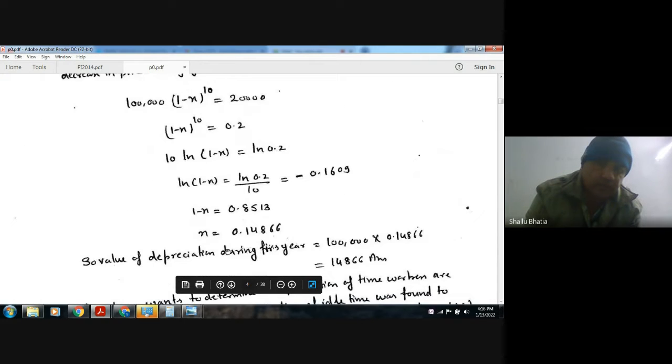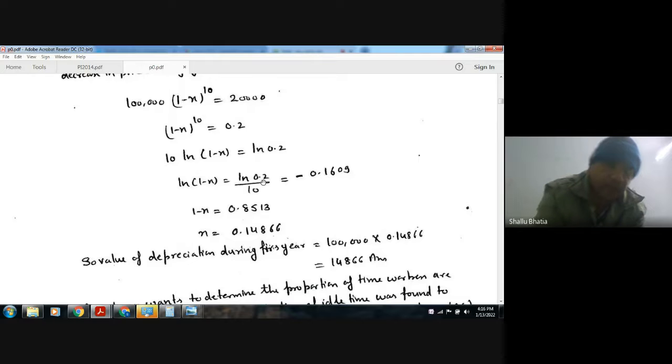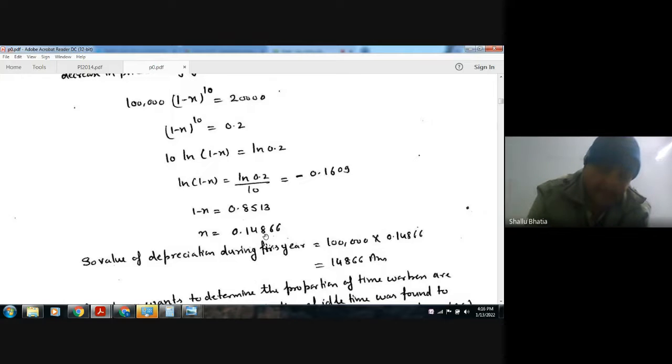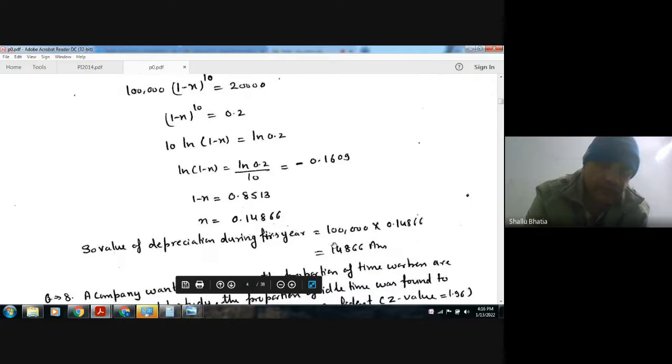Okay, so by taking log, ln of (1 minus X)^10 equals ln 0.2, so ln(1 minus X) is ln 0.2 divided by 10, so X will come out as 0.14866. Okay, so X is the percentage of depreciation in each year. So during the first year the depreciation will be this. The initial value is this, and your depreciation will be this. Okay, so the answer is 148.